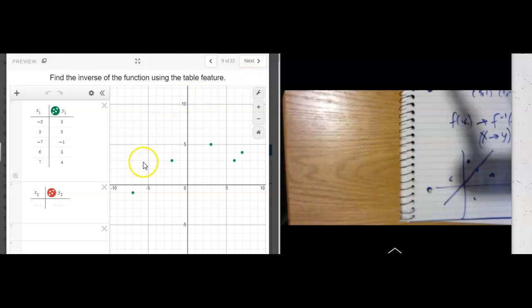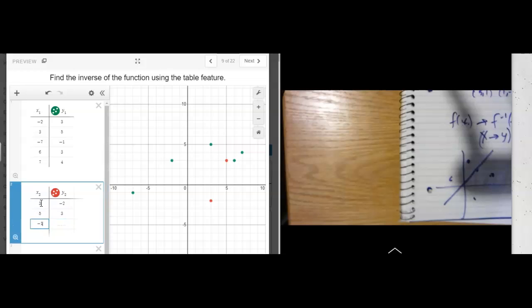All right, so we have to find the inverse function here. If we had to find the inverse function, we could simply interchange our x and y. So that's one function, the set of points right there. We're going to switch those x's and y's. 5, 3. -1, -7. 3, 6. 4, 7. And that's the inverse function right there.